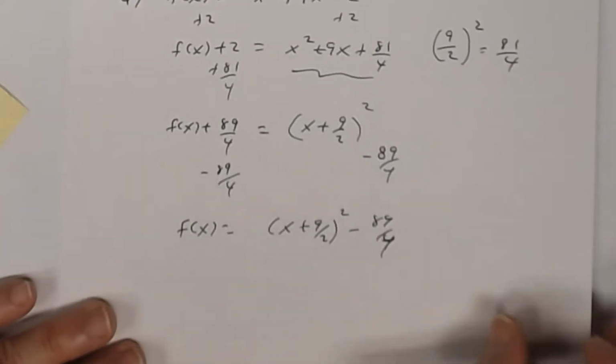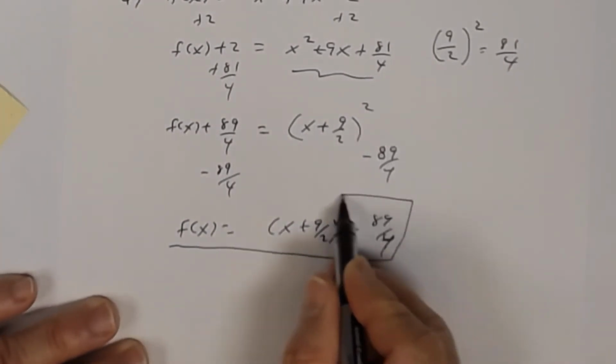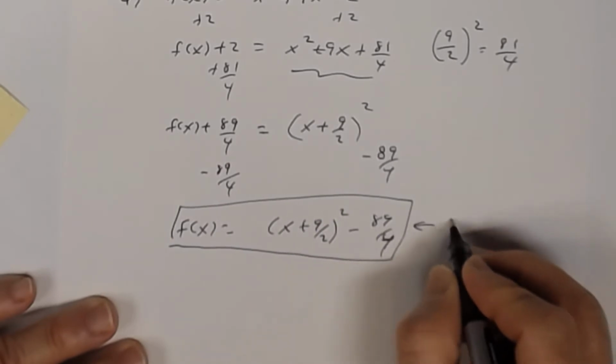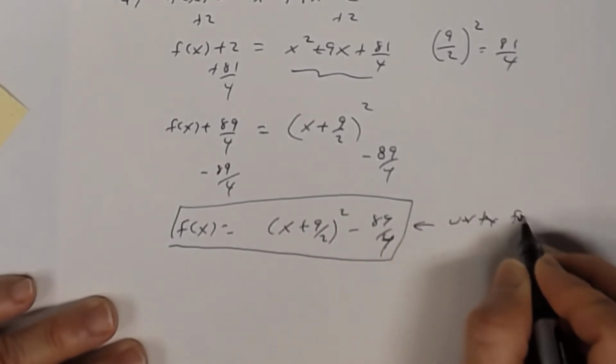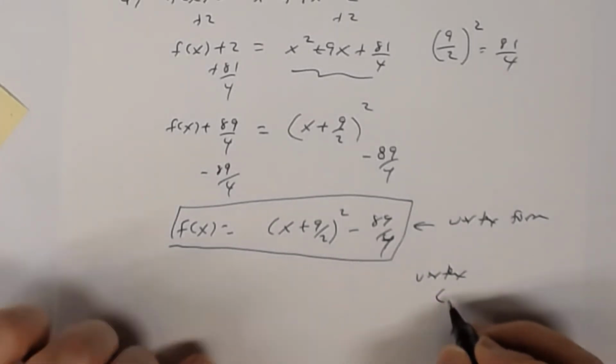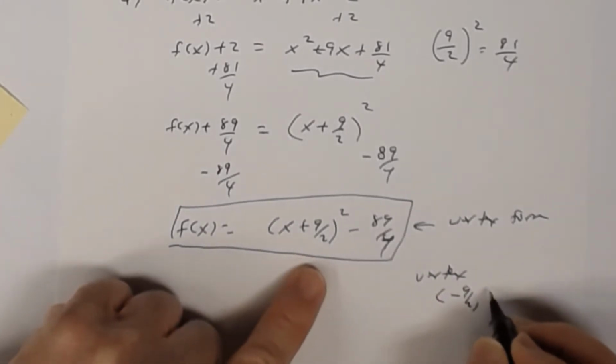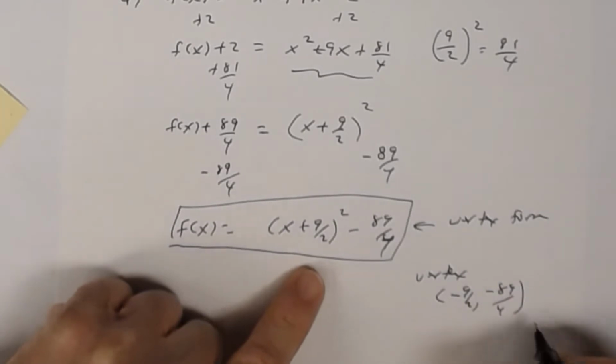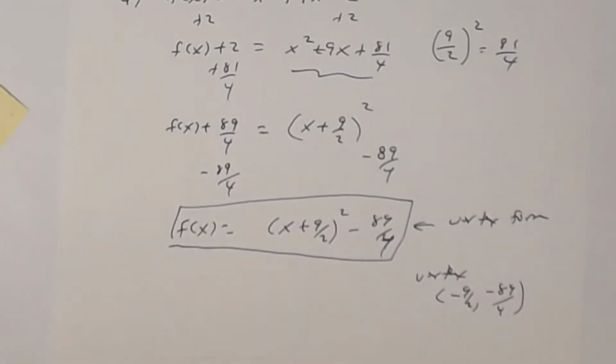That's vertex form, as opposed to standard form. If you want to say what the vertex is, if you want to go further, it would be negative 9/2, comma, negative 89/4. Okay? All right. Let's look at number 5. Let's suppose in number 5 we have this.